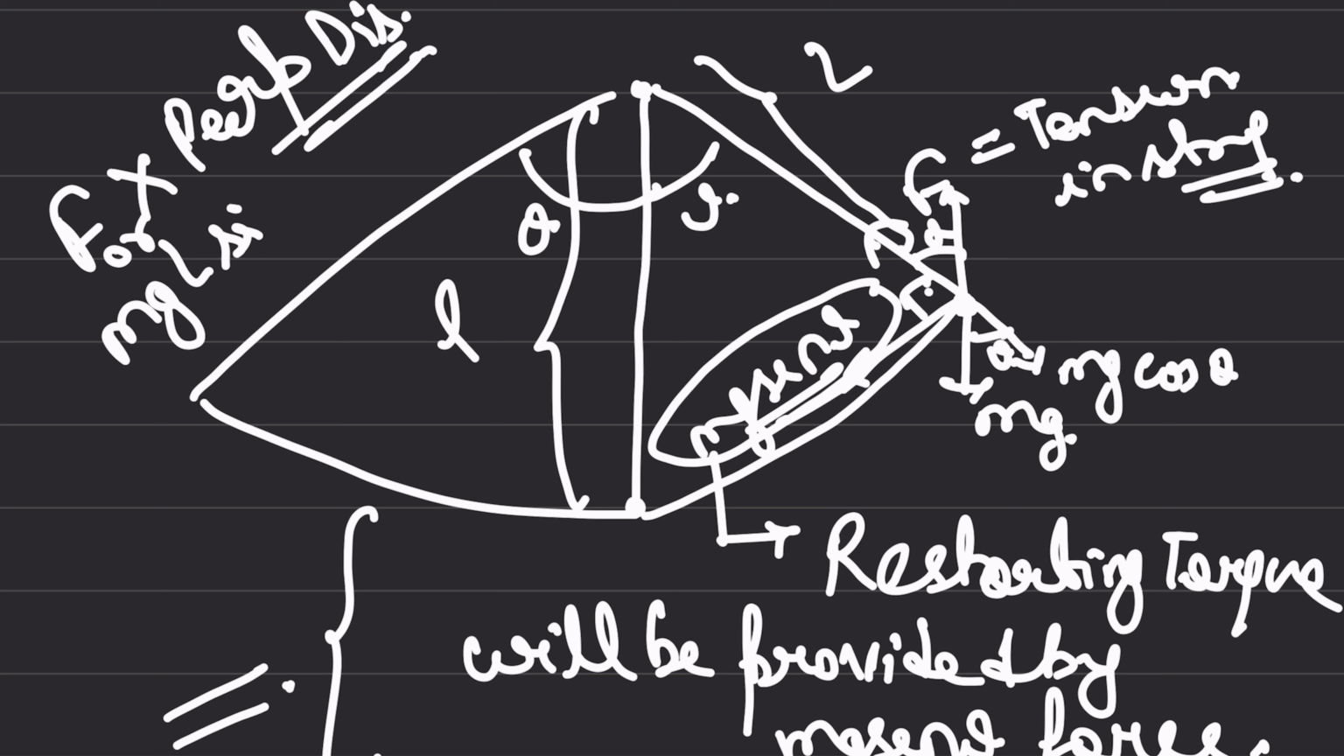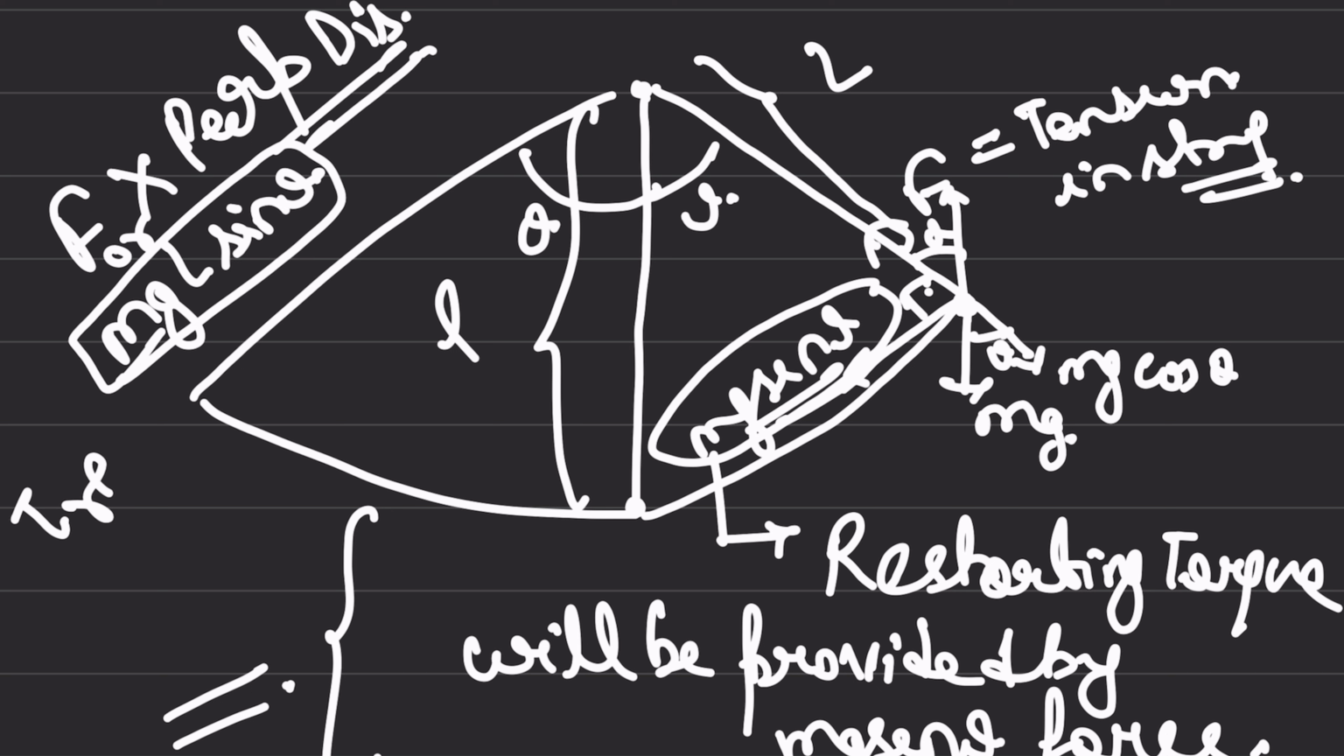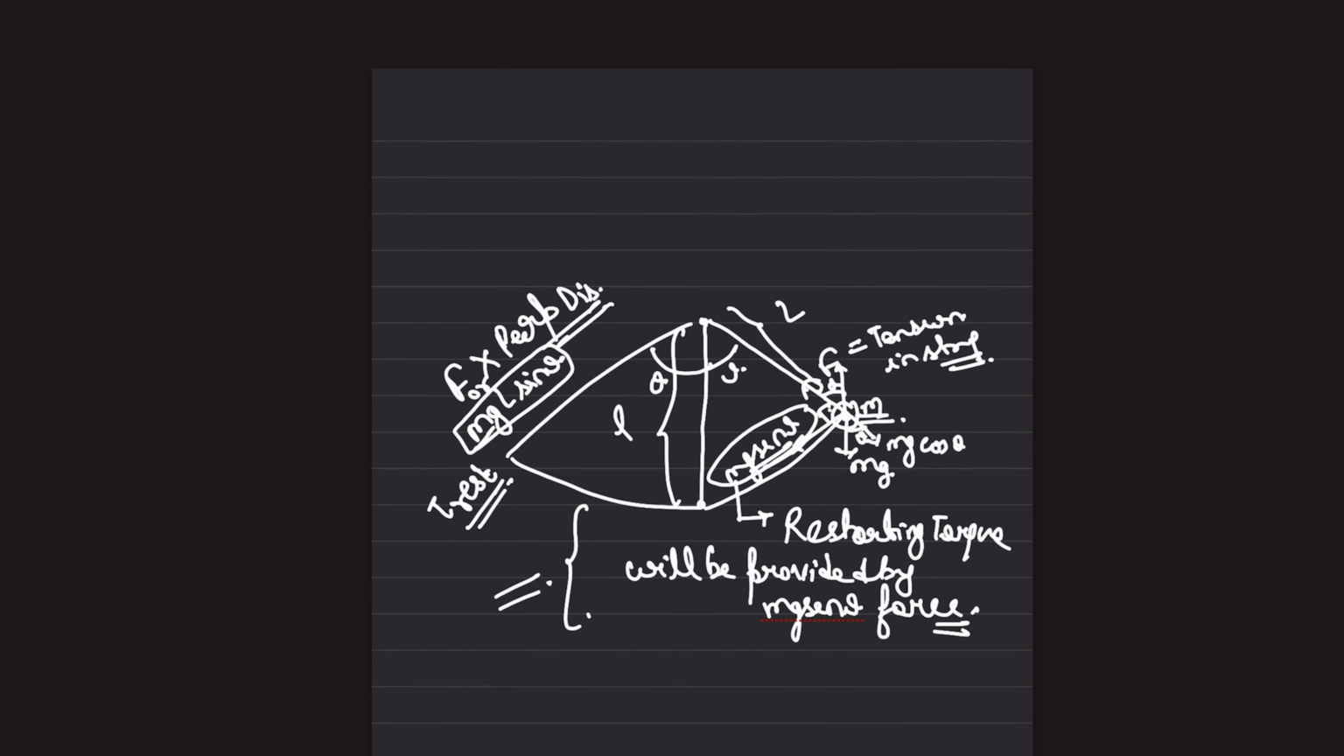mgL sin theta. This is the restoring torque, tau restoring, which will be there for this small mass m of the pendulum. This is the restoring torque which will be there for this mass.